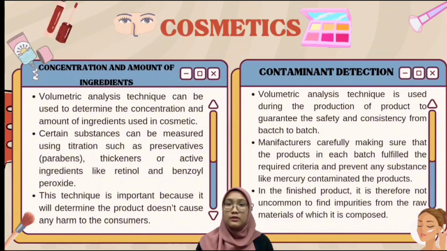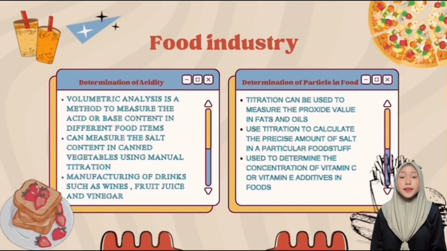The second one is contaminant detection. This technique is used during the production of products to guarantee safety and consistency from batch to batch. Manufacturers carefully make sure that the product in each batch fulfills the required criteria and prevent any substance like mercury from contaminating their products. In finished products, it is therefore not uncommon to find impurities from the raw materials of which it is composed.